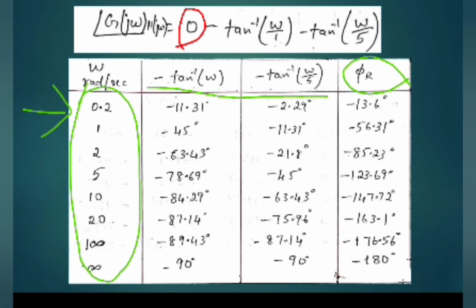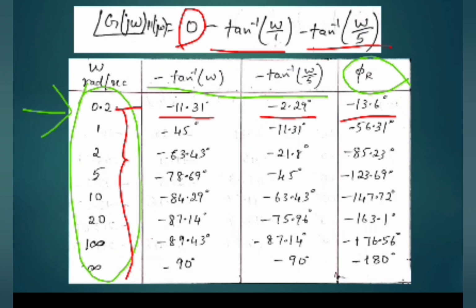Anything added with 0 remains 0, so we need not include it in the table. So going with the second term and third term, tan inverse of omega, randomly taking the x-axis as different values and seeing that the corner frequencies are included here. Now taking the reading of 0.2, minus tan inverse of 0.2 will give you minus 11.31, and minus tan inverse of 0.2 by 5 will give minus 2.29. Adding both of the values, you get minus 13.6 degree.